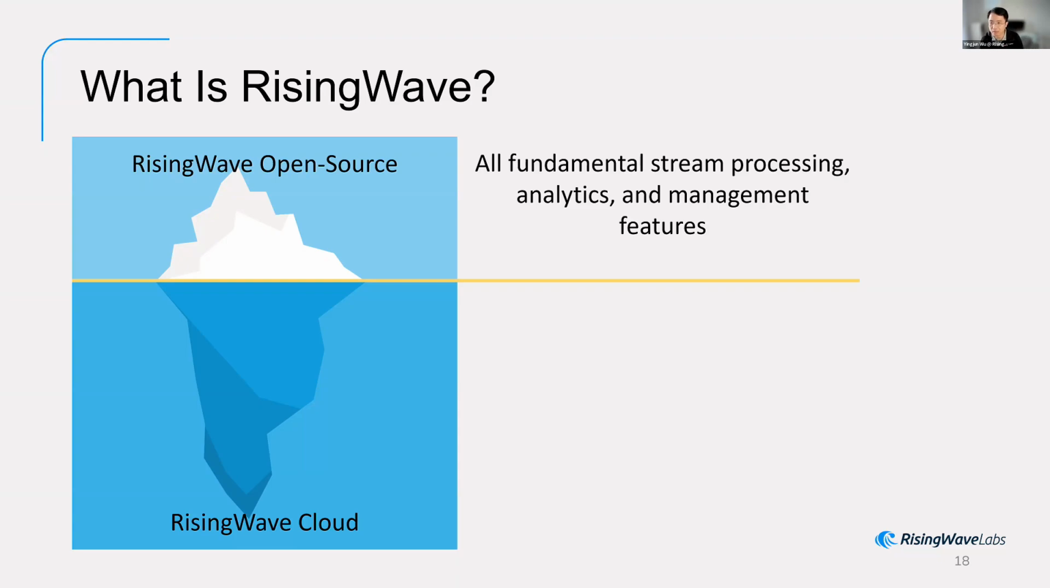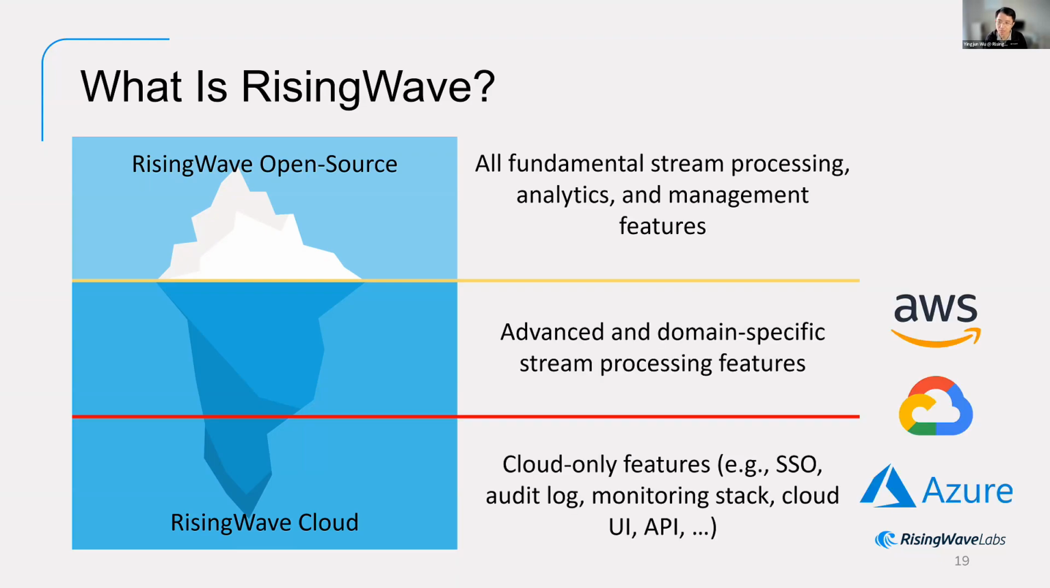Let's say I'm from financial services and I want some advanced features related to my business logic. Essentially, that's something we do not offer in the RisingWave open source version. We offer these features in RisingWave Cloud, and we call this advanced and domain-specific stream processing features.